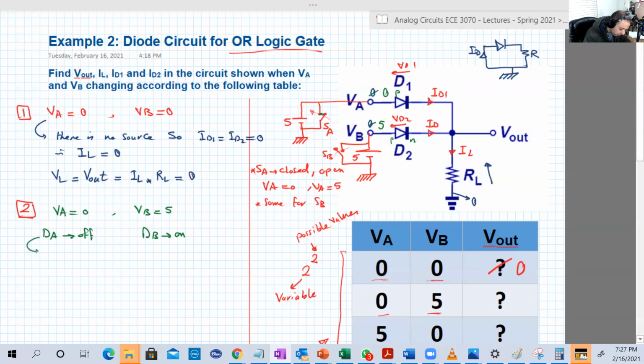If DA is off, then IDA for sure is equal to 0, or ID1, because we can name this as DA and DB. It will be much better for us. Okay, it's much better than naming them as D1 and D2. So this is IDA, this is IDB, this is VDA and VDB.